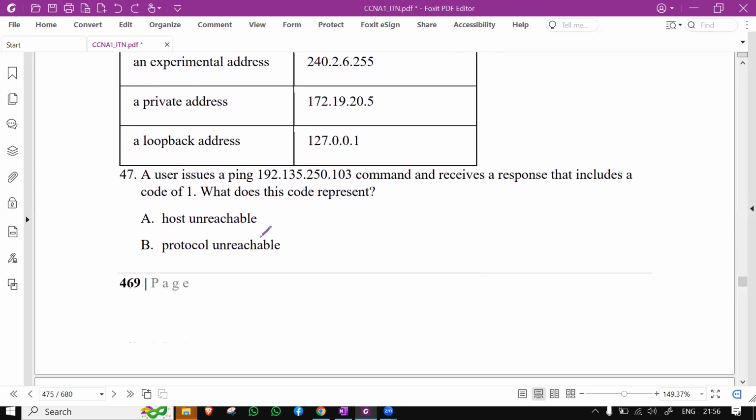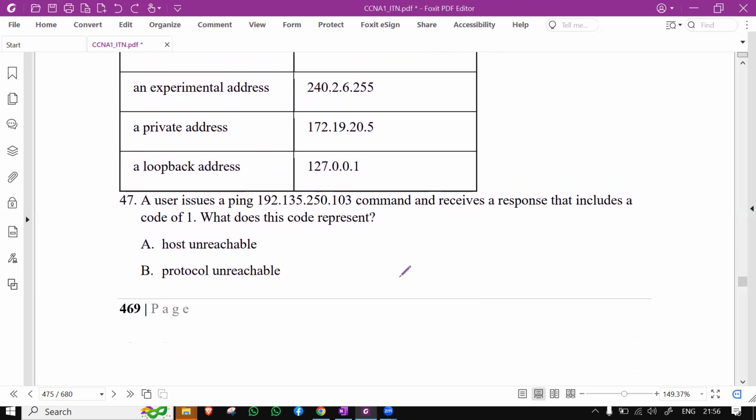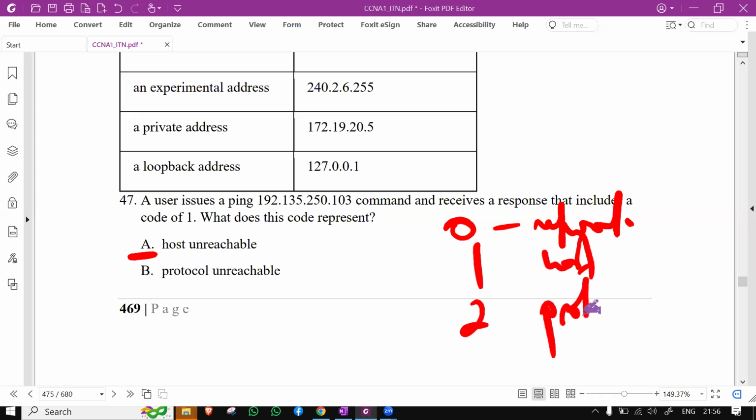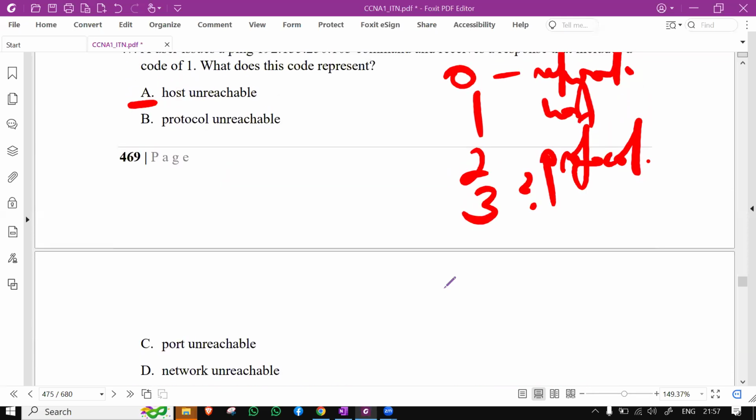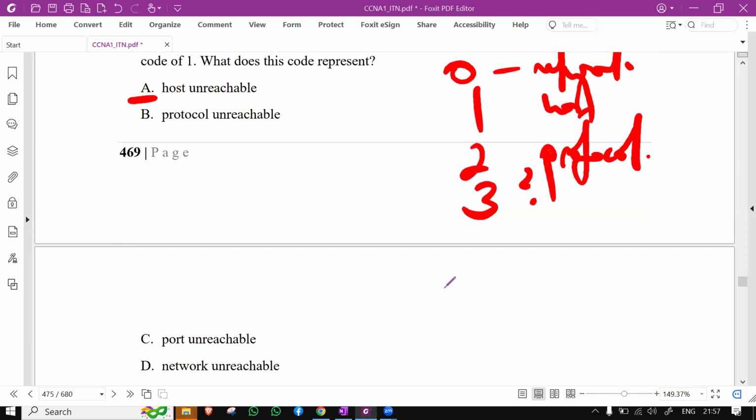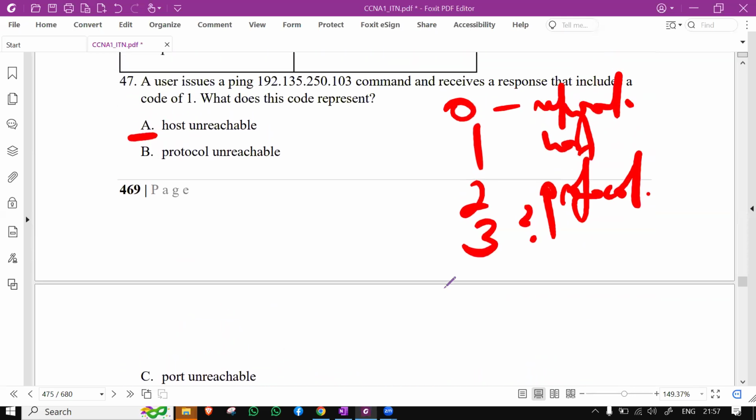Let's go to 47. The user issues a ping and receives the response that includes a code 1. What does this code represent? Host unreachable. Code 0 is network, 1 is host, 2 should be protocol, 3 I think is port and whatnot. I think the first 2 are very important, those ones. All right. So our answer here is A.